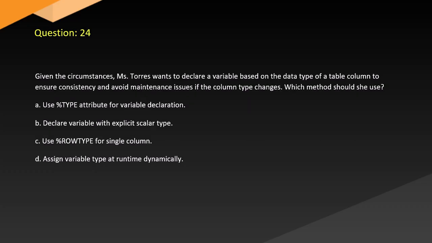Question 24. Given the circumstances, Istaphanons wants to declare a variable based on the data type of a table column to ensure consistency and avoid maintenance issues if the column type changes. Which method should she use? A. Use the %TYPE attribute for variable declaration. B. Declare variable with explicit scalar type. C. Use %ROWTYPE for a single column. D. Assign variable type at runtime dynamically.